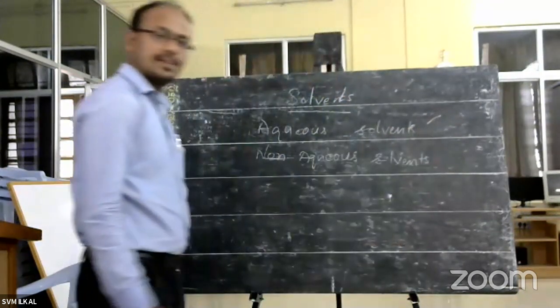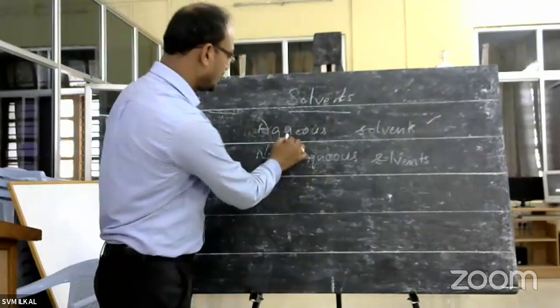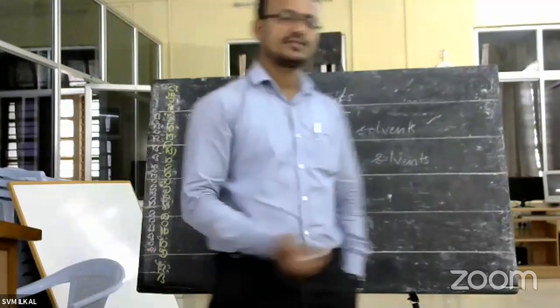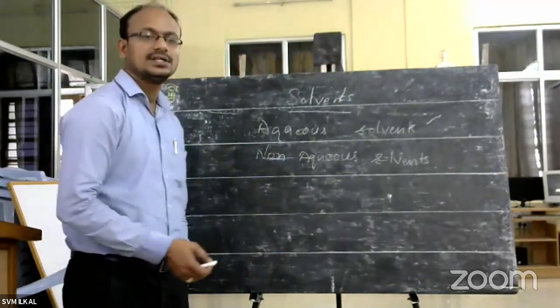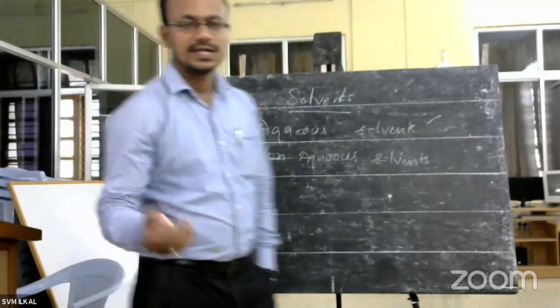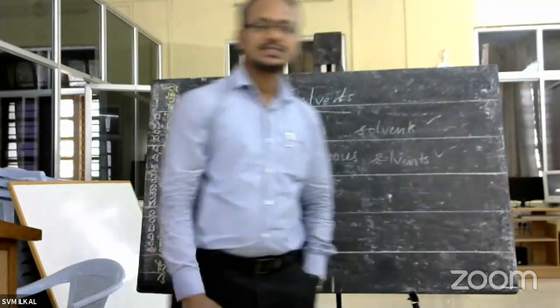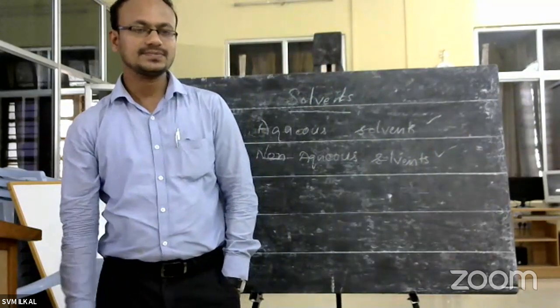So now we studied about the aqueous solvent. Aqueous solvent is nothing but the solvent containing water molecules, and one that doesn't contain the water molecule is called a non-aqueous solvent. Now we have a clear idea of both the concepts, aqueous as well as non-aqueous.